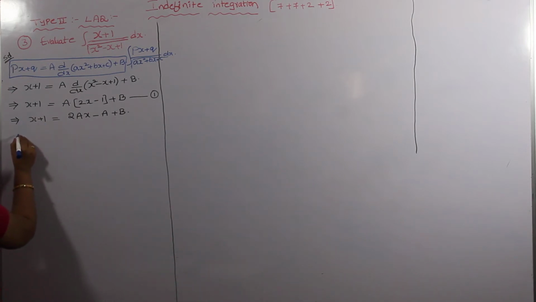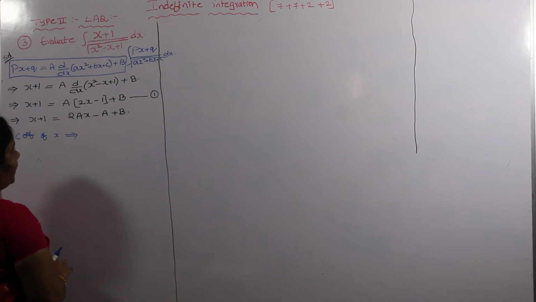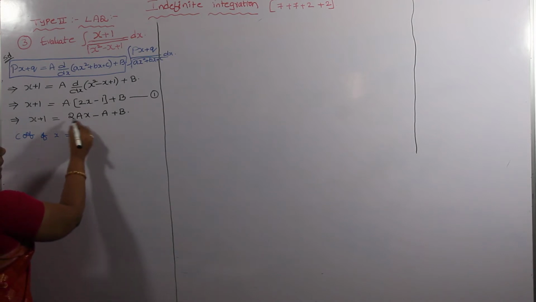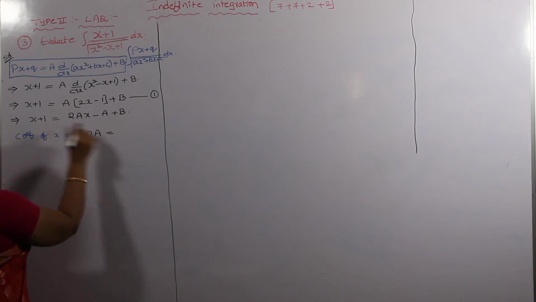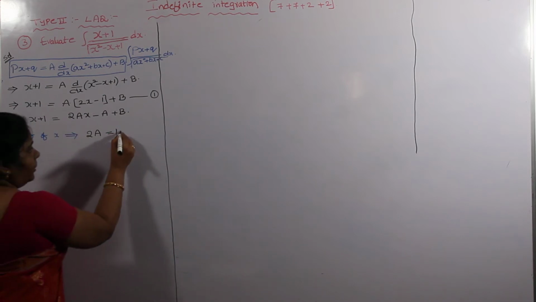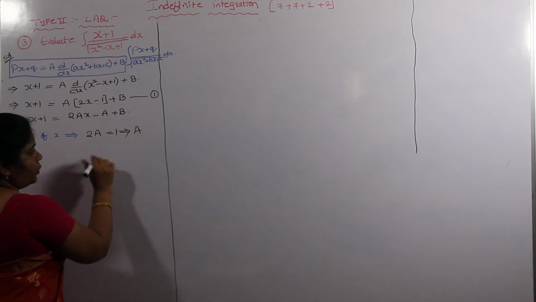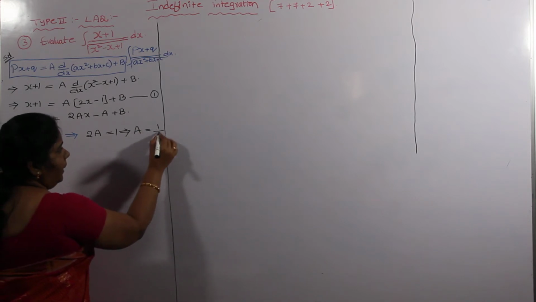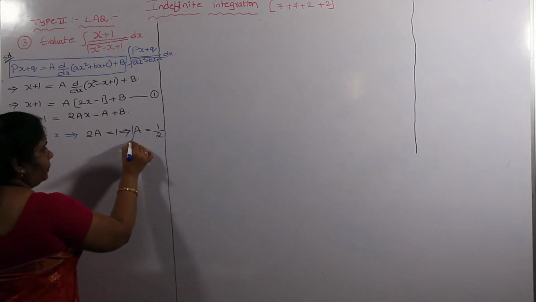First comparing the coefficient of x. Here the x coefficient is 2A, and on the other side the x coefficient is 1. From this, capital A is equal to 1 by 2, since the 2 is transferred to the other side. We get the capital A value.